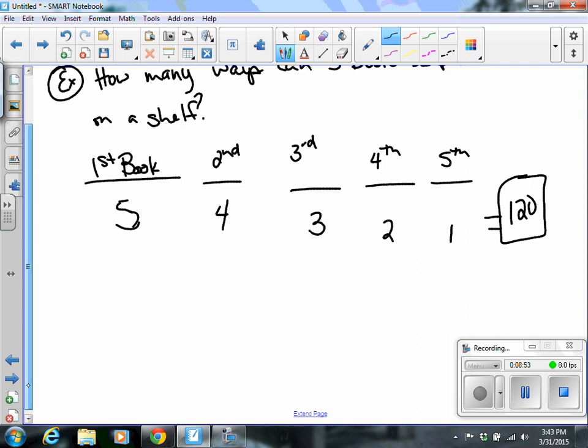Quick side note here, 5 times 4 times 3 times 2 times 1, that's actually something we've already talked about. 5 factorial is 5 times 4 times 3 times 2 times 1. Magic, huh? We'll talk about this a little bit further.